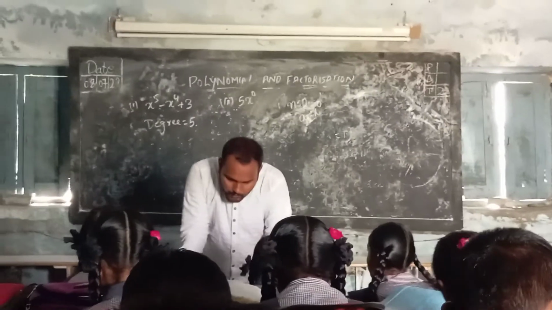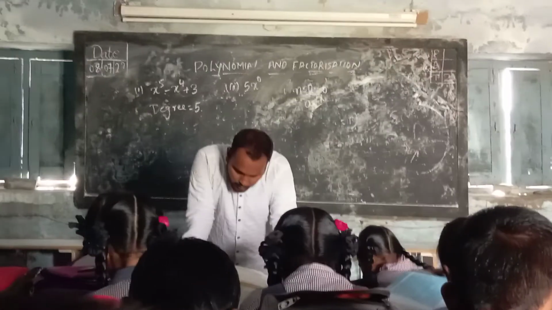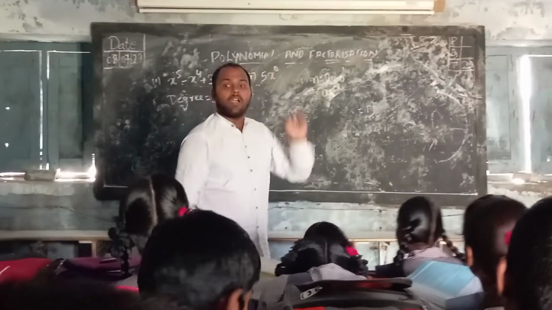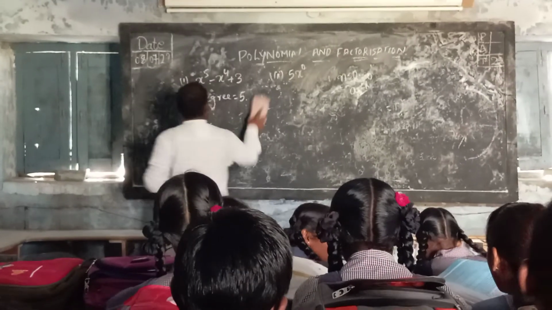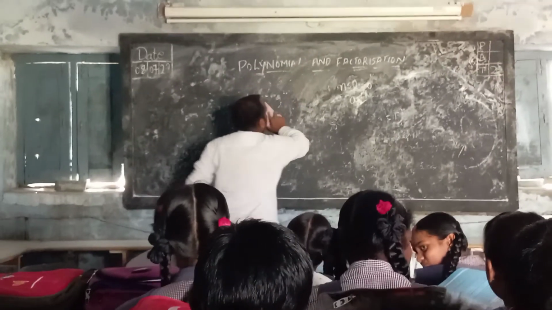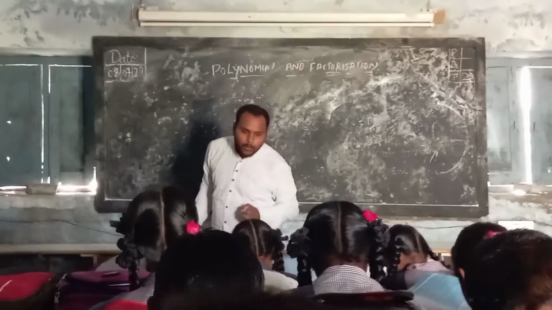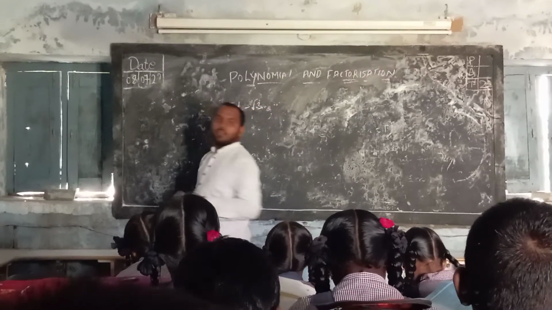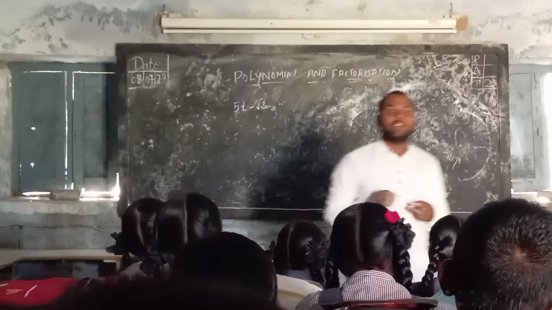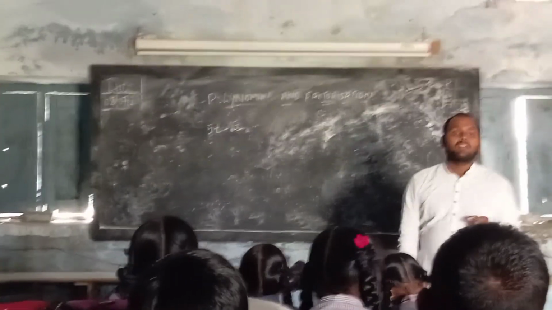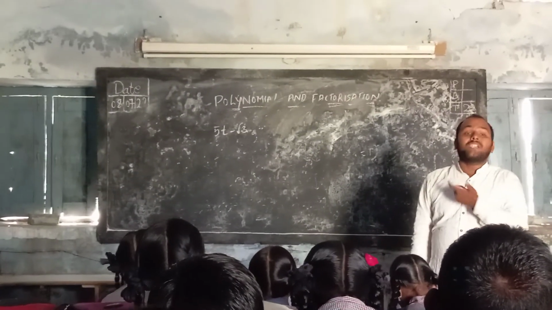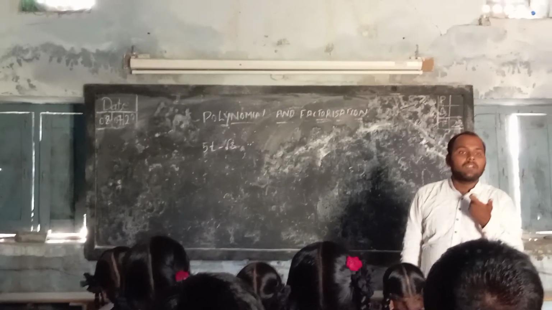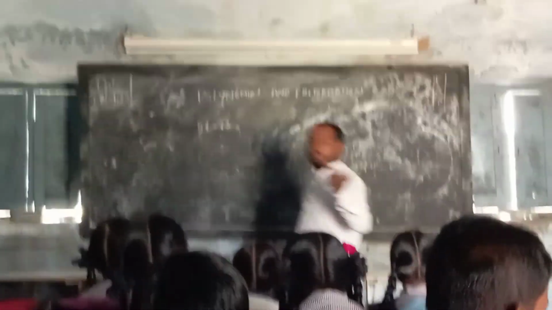Next, fourth problem. 6. Very good. Fifth problem. 2. Sixth problem. Not 0. Who said 0? So I am writing the sixth problem on the board. Sixth problem, what is that? 5t minus root 3. One of your friends said 0. No. What is the expression? What is the variable there? T. What is the power of t? 1. So what is the degree? 1. Very good.